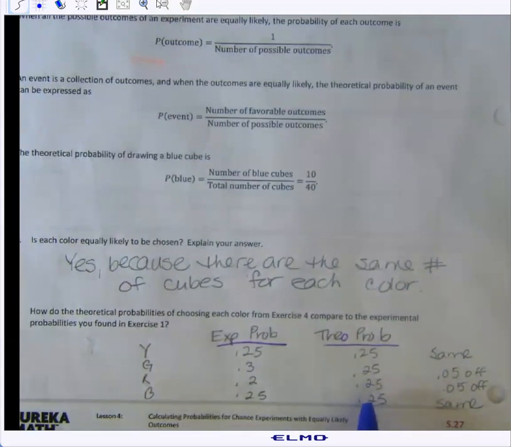Theoretical probability can only be calculated if you know for a fact the number of successful outcomes you can get. Like, for example, having cubes in a bag. I know that there are 40 cubes in that bag and 10 of them are yellow, so I can calculate theoretical as 10 out of 40.